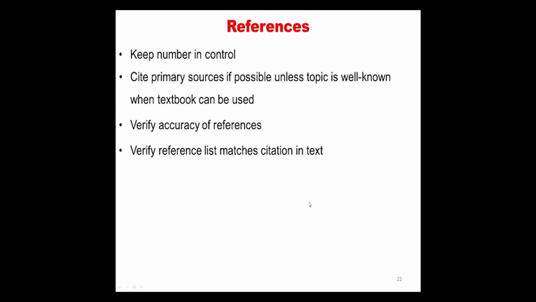Verify how accurate your references are. There's nothing more annoying than reading a paper, finding a reference, trying to find the paper, and realizing that the author put down the wrong journal name, or the wrong year of publication, or the first author's name is misspelled and you can't find the paper, or it takes you a long time to do so. And verify that the reference list matches the citation in the text. You'd be surprised at how often that doesn't happen.